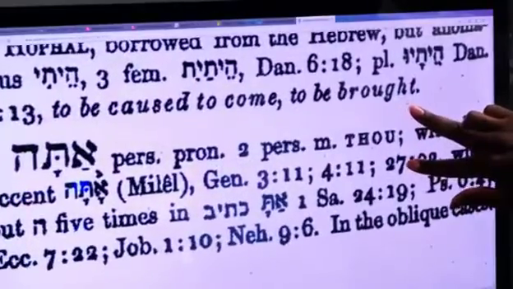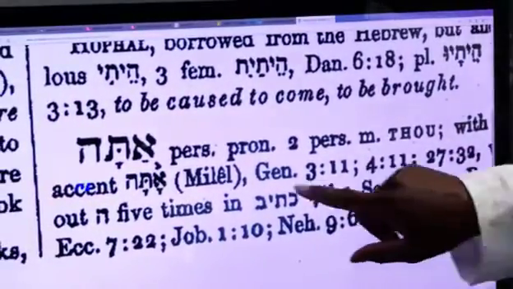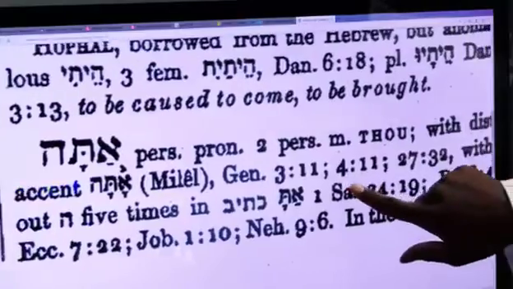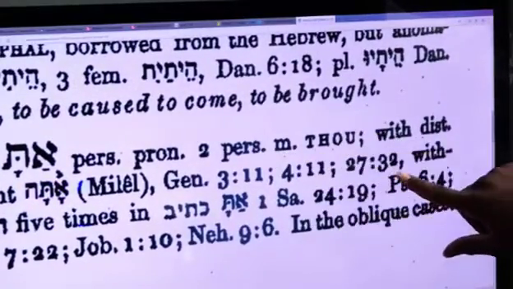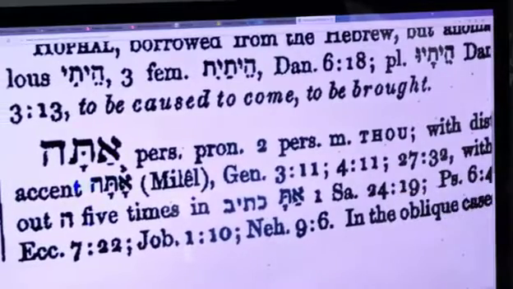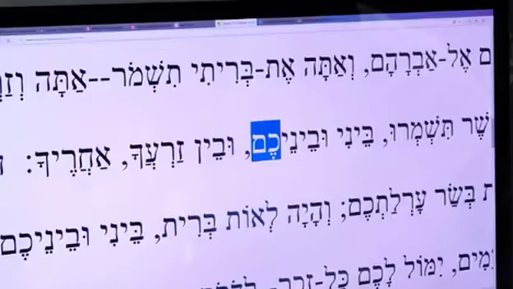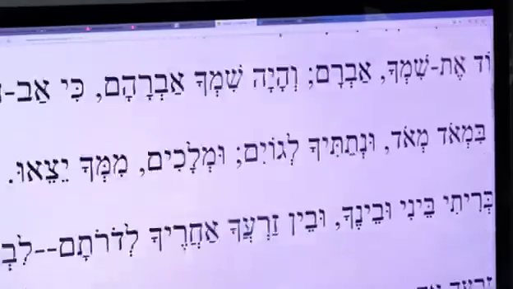Okay, so we have atah, which is our personal pronoun, second person, masculine, thou. Okay, so let's go to Genesis 3:11, where we will receive an example.